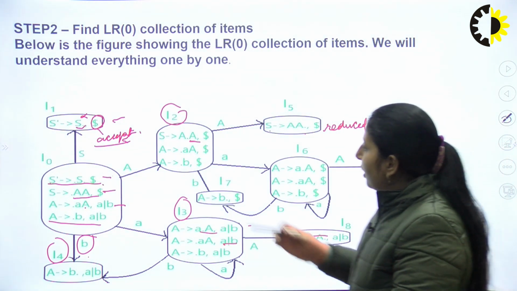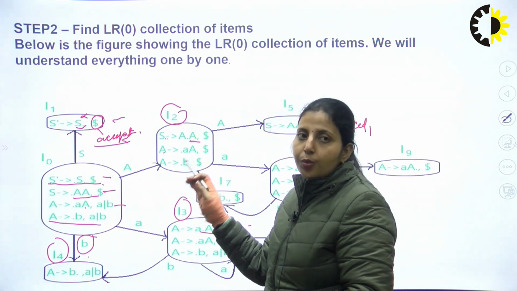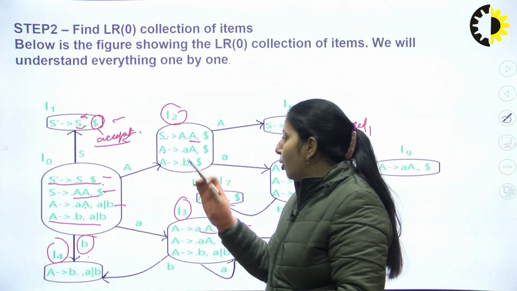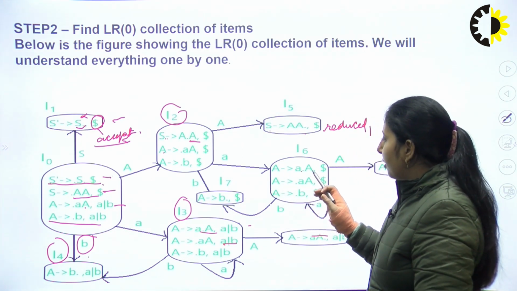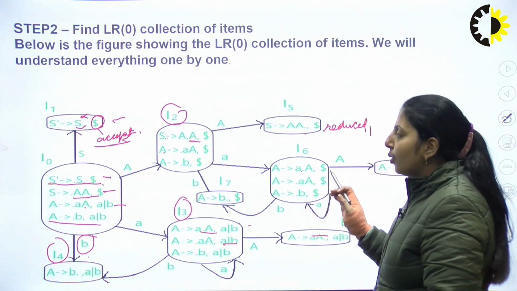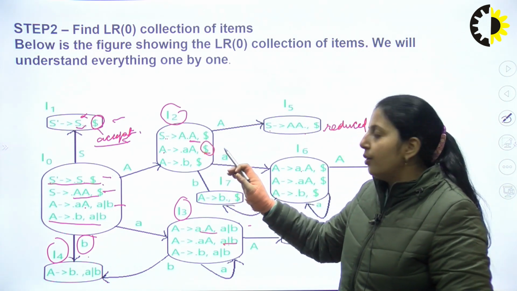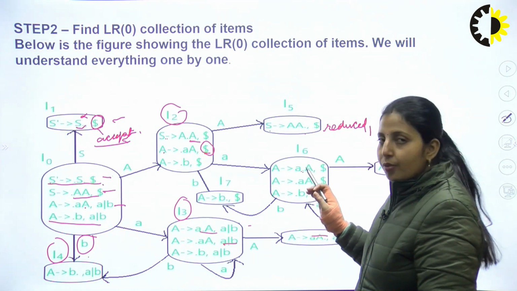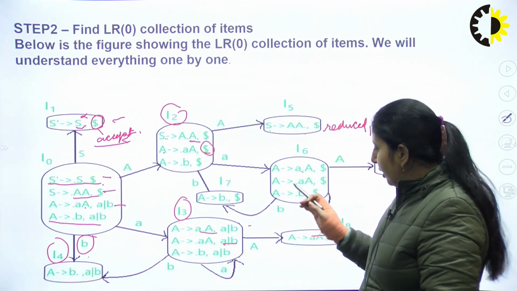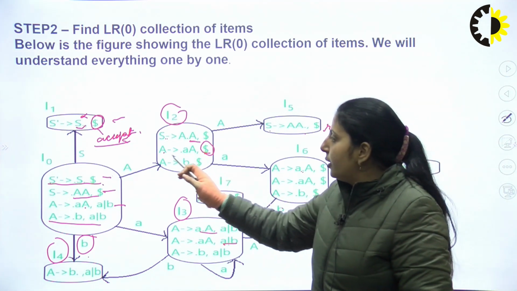Now this has completed. We have to shift the dot to the right of small a, then the production will become A gives a dot A, comma dollar. Why dollar here? Because dollar is the lookahead of this production. So here we can see dot A, so we have to include all the productions of A. Here we have included them. Now this has been done.